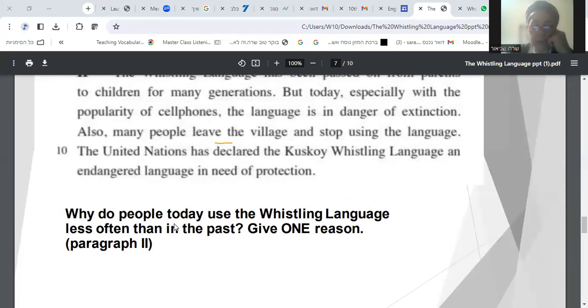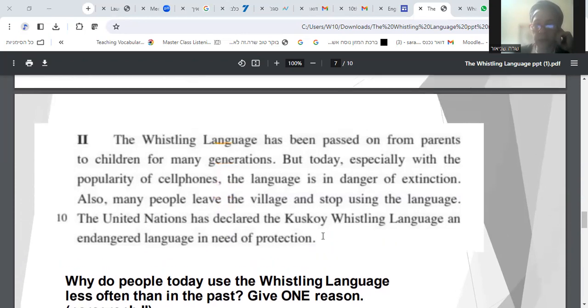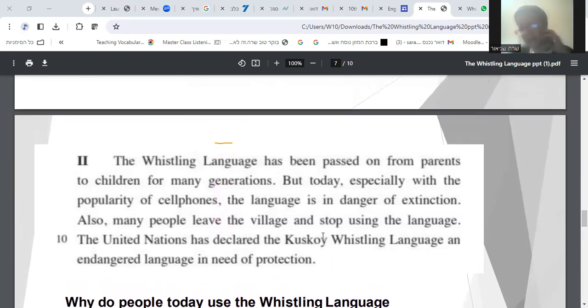Why do people today use the whistling language less often than in the past? Give one reason why the frequency of using the language has dropped today. Now, use your common sense.